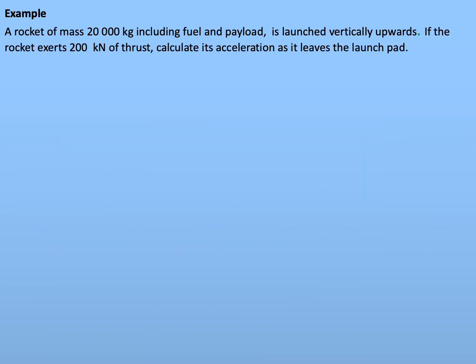I feel an example coming on. Here we have a rocket of mass 20,000 kilograms, including fuel and payload, launched vertically upwards. If the rocket exerts 20 kilonewtons of thrust, calculate the acceleration as it leaves the launch pad. Well, in tackling this one, firstly notice there is text in the question but no diagram. And when you get to these fairly complex problems, you really need to draw a diagram.